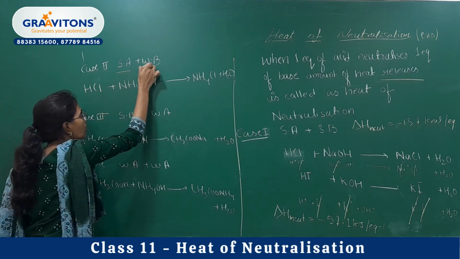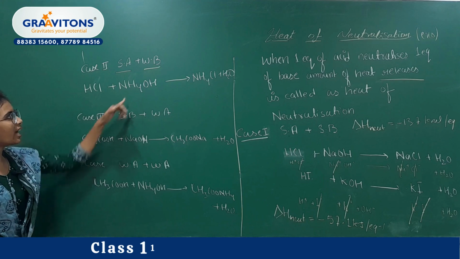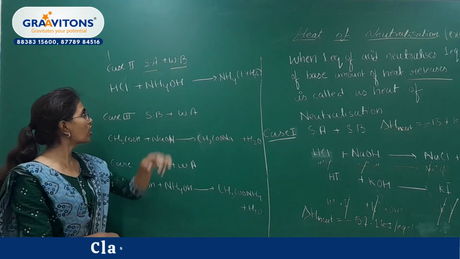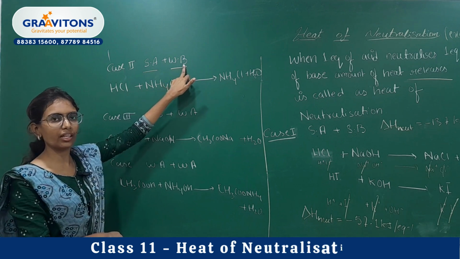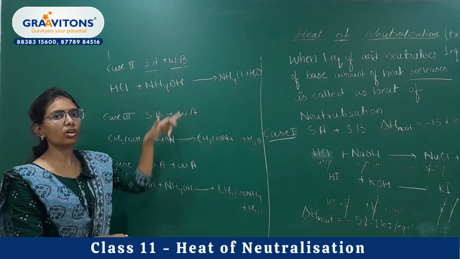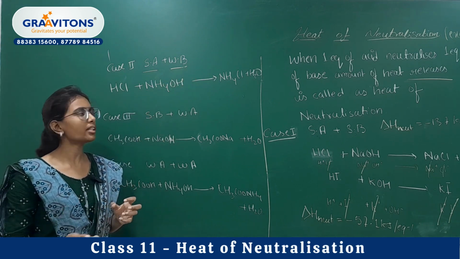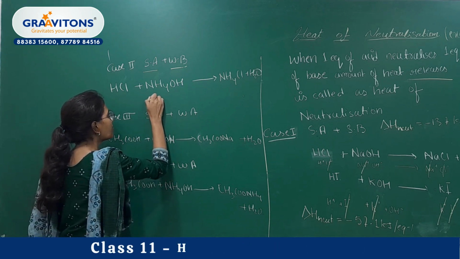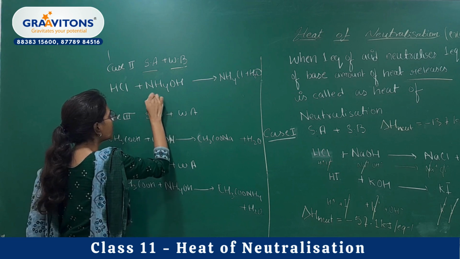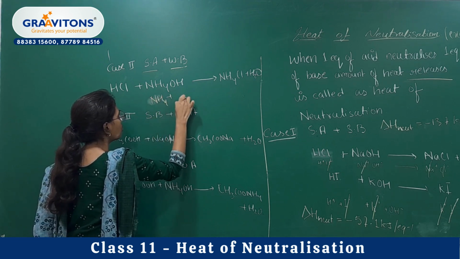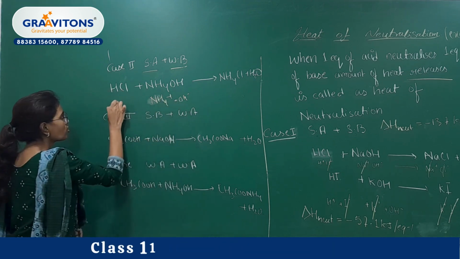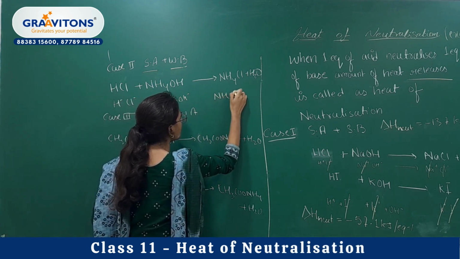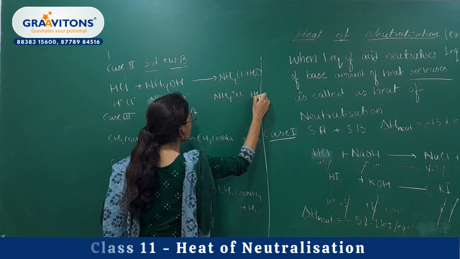But let's talk about the second case, when one part is weak. If our acid is strong but the base is weak, weak bases do not dissociate completely. To dissociate them, we have to provide the ionization energy of the base. Then it will be ionized into NH4 plus and OH minus. The salt is always a strong electrolyte, so it will always exist in the ionized form.